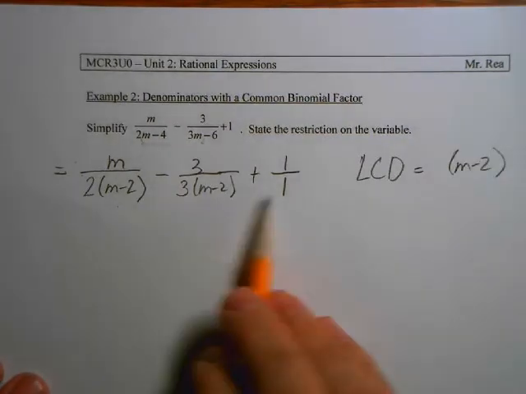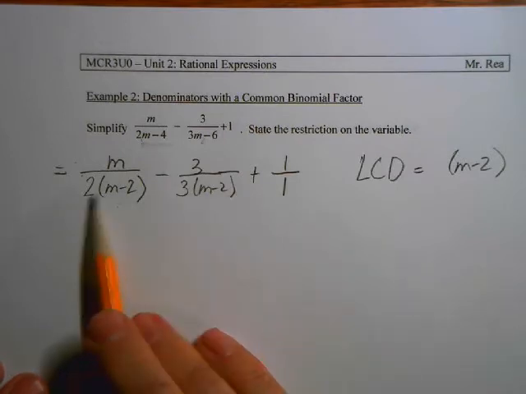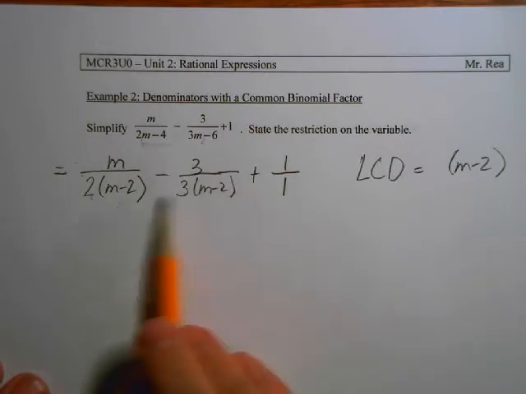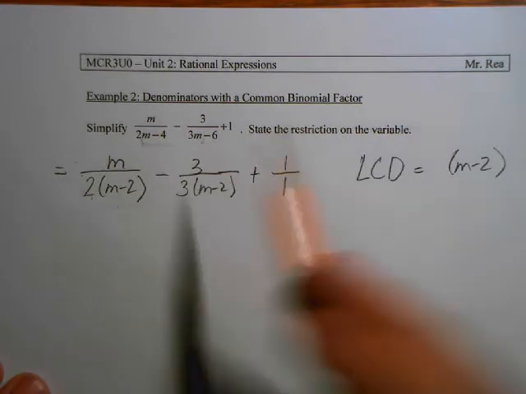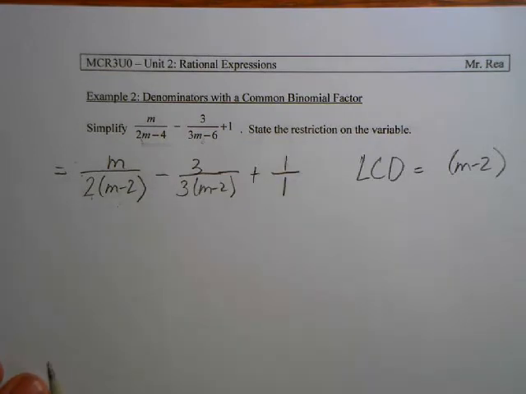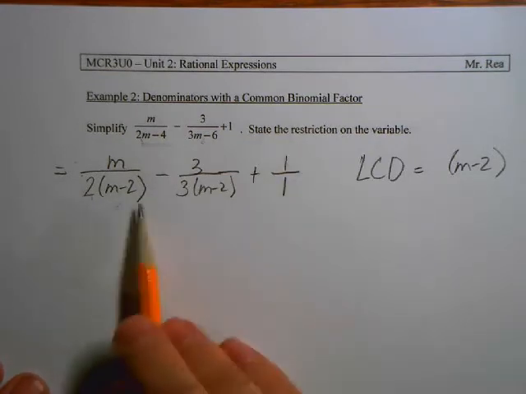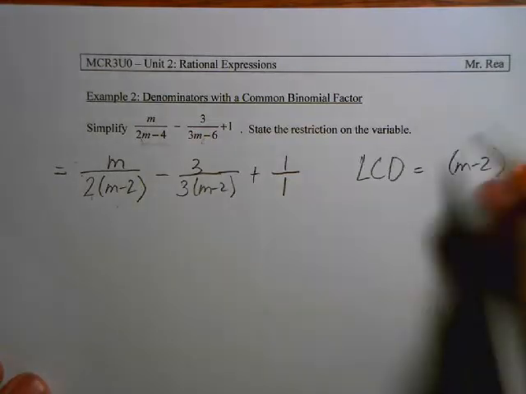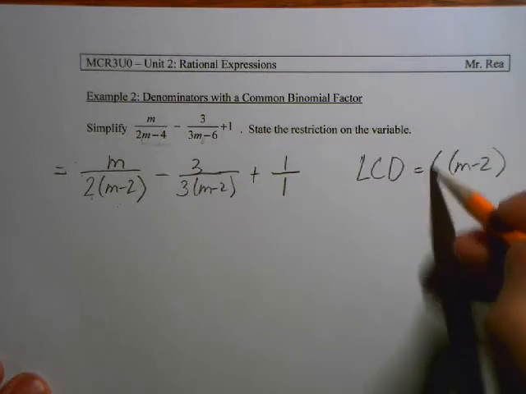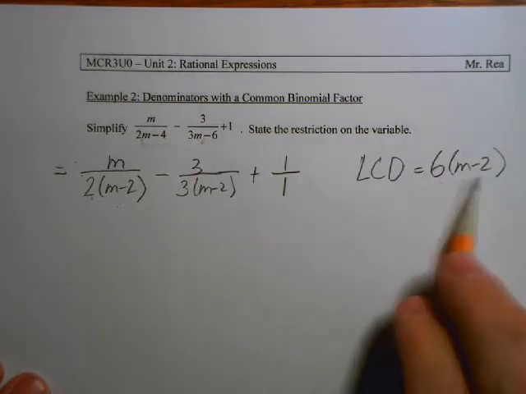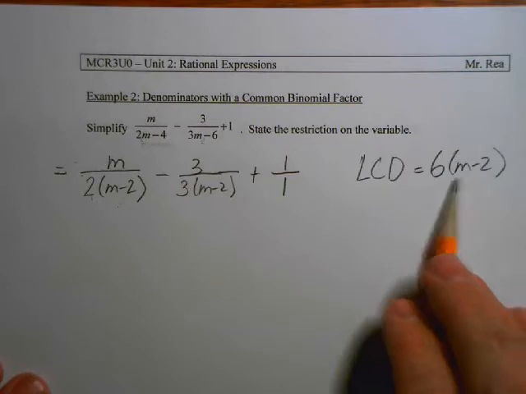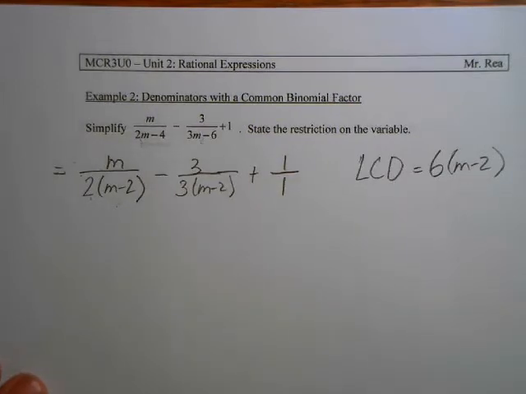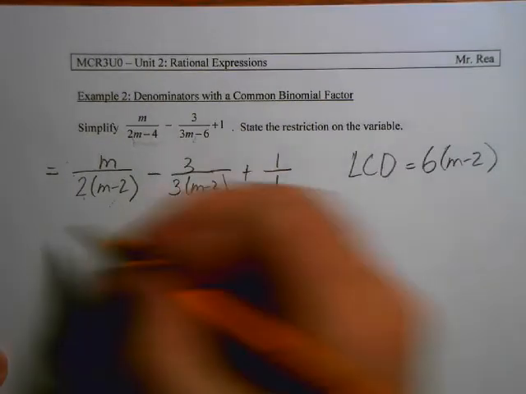And now when I look at the number parts, I've got a 2, a 3, and a 1. Lowest common multiple for 2 and 3, you don't really have to incorporate the 1, would be 2 times 3, which is 6. So you put both parts in there. So my lowest common denominator is 6 times m minus 2. So now we use that.